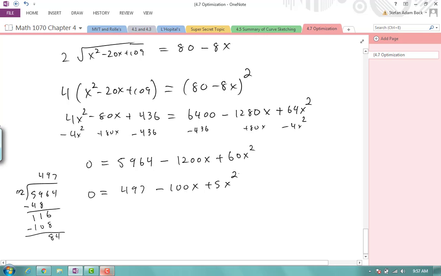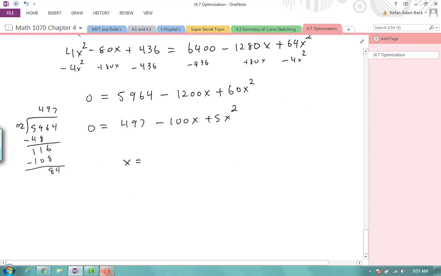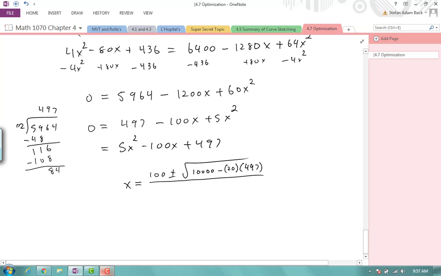And I don't think I can do much better than that, so I guess we'll just have to use the quadratic formula again. So let's rewrite this to help myself out: 5x squared minus 100x plus 497. From the quadratic formula, x will be 100 plus or minus the square root of 10,000 minus 4ac. That's 4 times 5 times 497, which I'll write as 20 times 497, and this is all over 2a, which is 10.